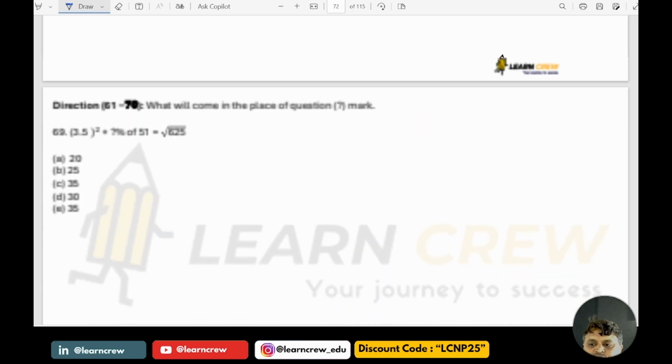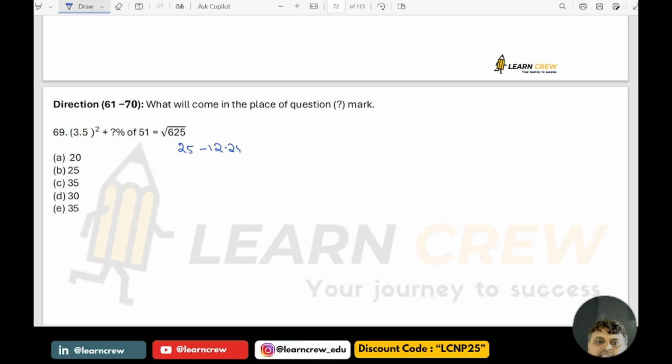Now 69th question. 3.5 whole square plus how much percentage of 51? This is 25. 25 minus 12.25 is nothing but 12.75. 12.75 is what percentage of 51? So it is 25 percentage. 25 percentage of 51 is 12.75. So option is B. Option is B.